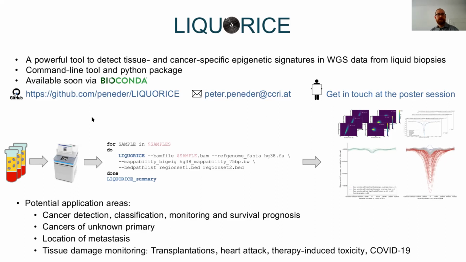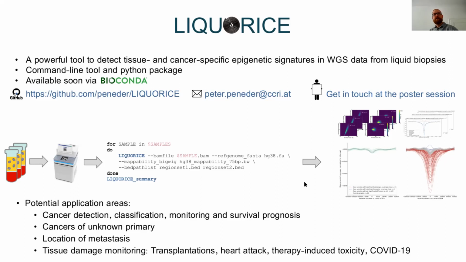If you want to use LIQUORICE on your own data, what you would need to do is collect cell-free DNA samples from a number of patients and controls. And then for every sample, run LIQUORICE with the mapped reads of these samples. As an input, you also need to give it a list of region sets that you're interested in. This would be, for example, Ewing sarcoma-specific sites or blood-specific sites, things like that. You can then run this convenient summary command that provides you with an overview of the epigenetic signature in each region set for your healthy controls and for your patient data. And it also provides you with a number of plots for the bias correction and additional information.